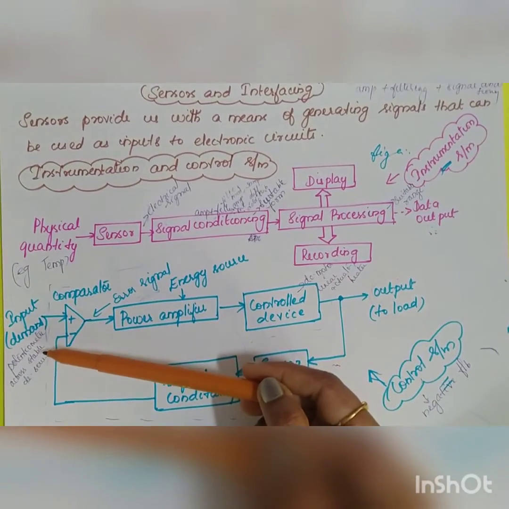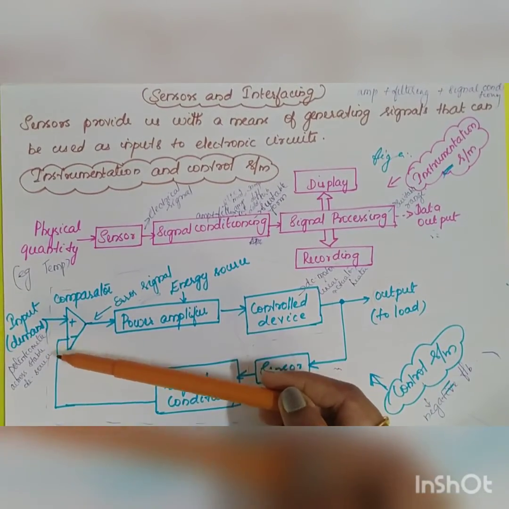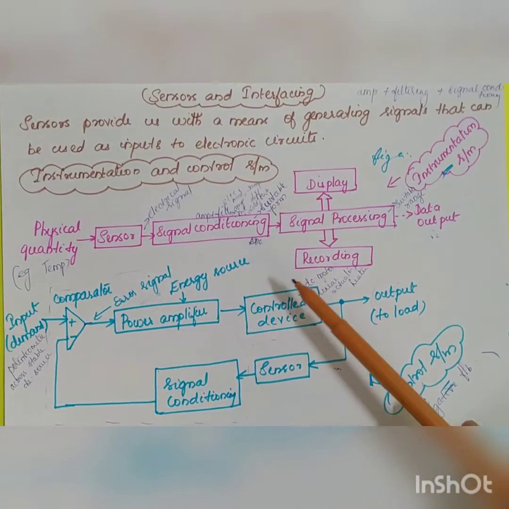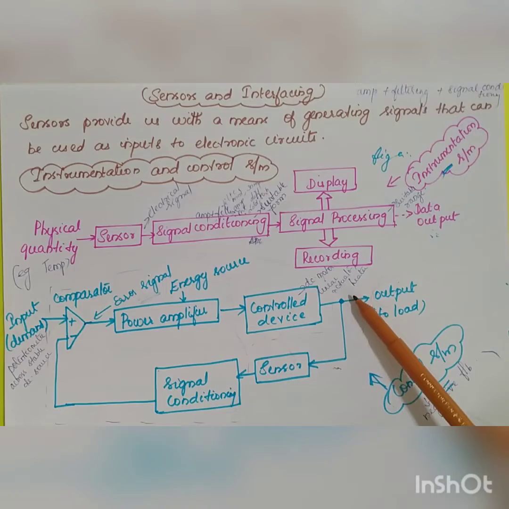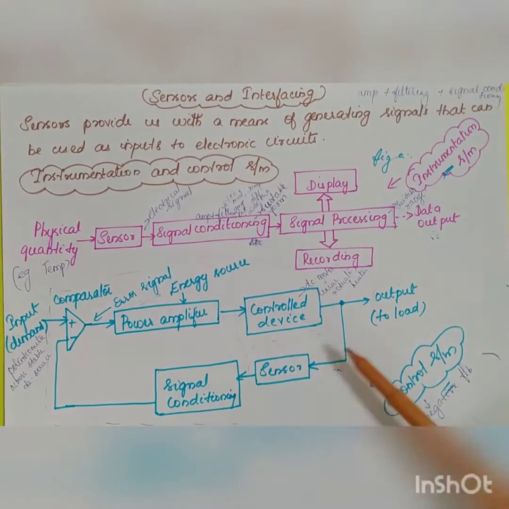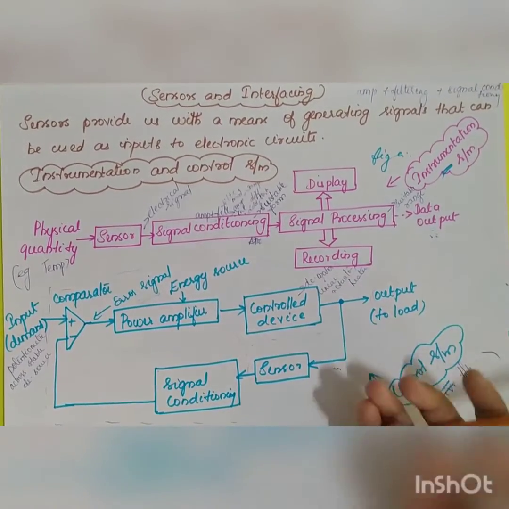The input will normally be taken from a potentiometer across a stable DC source, and your control device may be a DC motor, linear actuator, heater, etc. So this is the general block diagram of your control system.